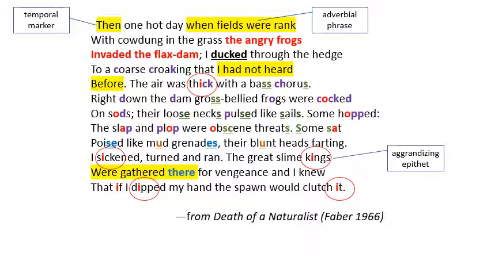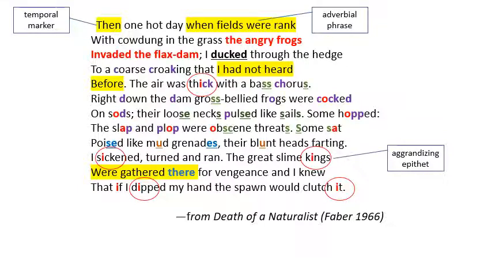The air was thick with a bass chorus, and you get that sense of post-pubescent masculinity. Bass chorus. These frogs are not daddy frogs. They are male. They are stacked. The frogs are cocked on sods, and their loose necks pulse like sails. The imagery here is evocative, but it's also violent with all of the harshness.